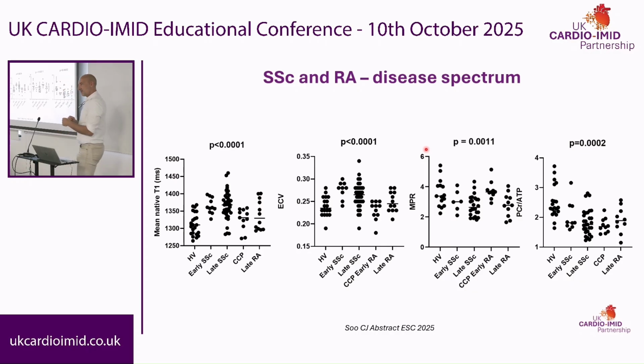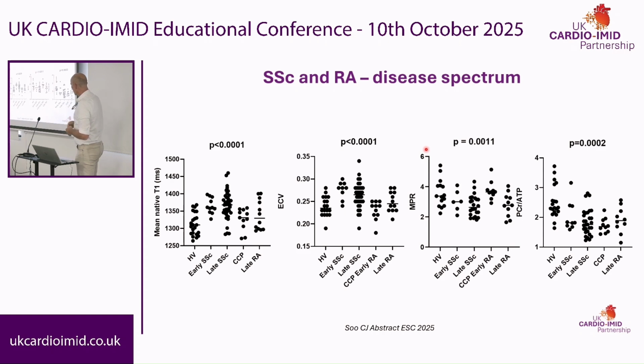And I think I mentioned that ECV is considered to be a little bit less sensitive because of all the calculations that go on in order to derive it. Perfusion reserve, we haven't talked about that much, which is something we do with quantitative perfusion, also is impaired, certainly in patients with late systemic sclerosis and late rheumatoid arthritis.